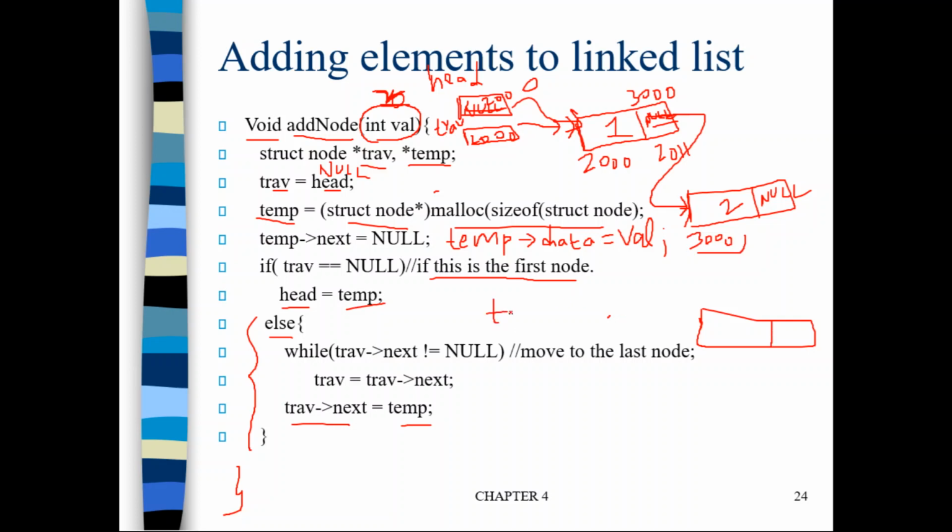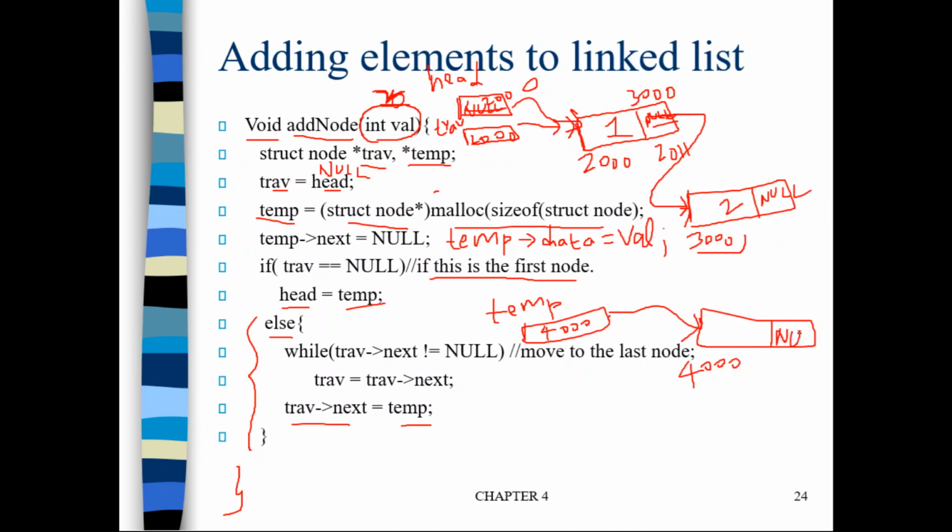And temp will point there. Let us assume this new node's starting address is 4000, then temp will point to this 4000. Then temp will hold the address of that particular new node, which is 4000, which means that temp is pointing to this particular new node which we have created right now. Temp is pointing here.